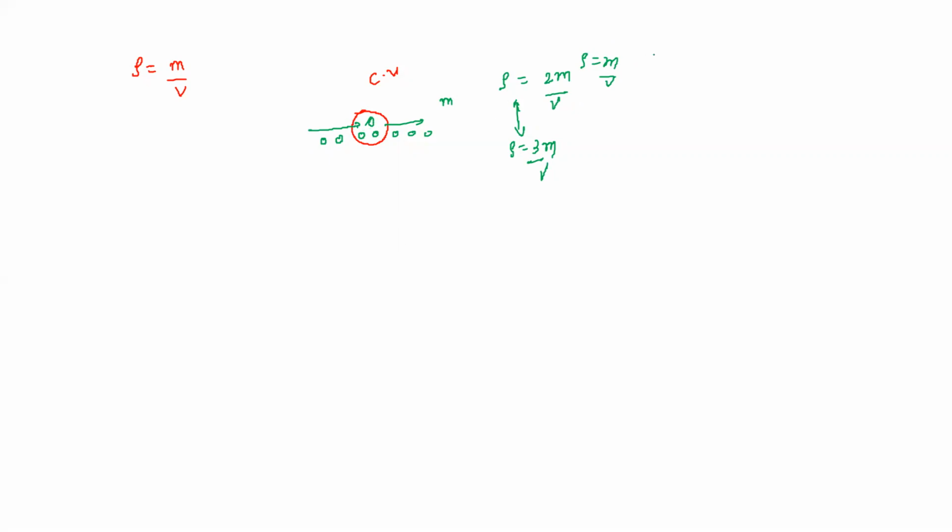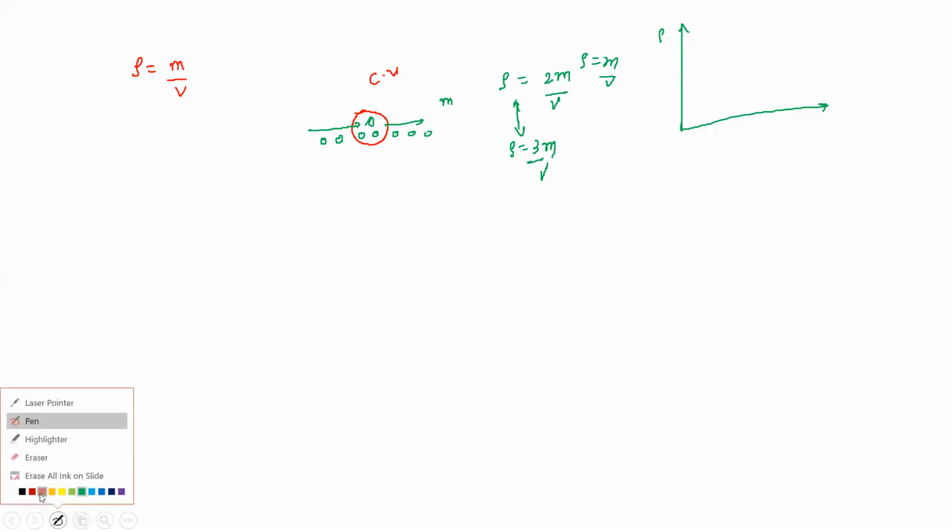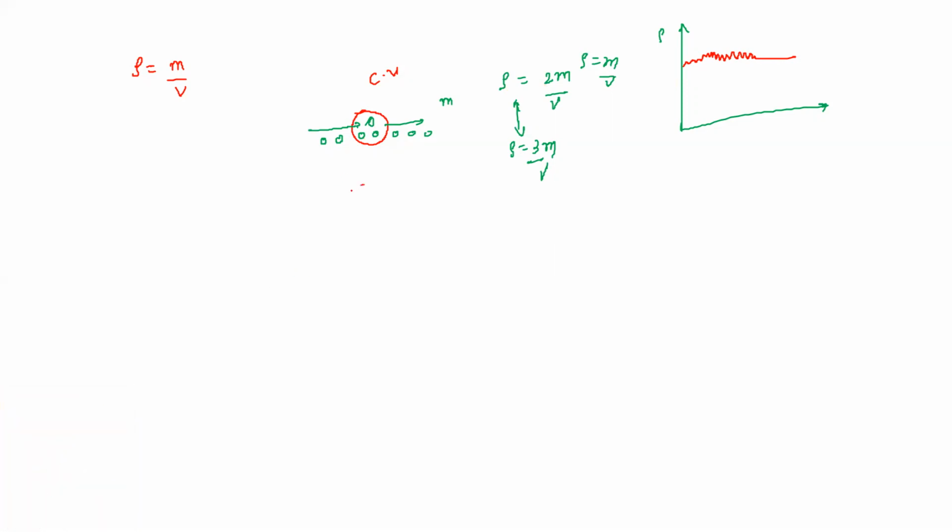If we observe density for such a small control volume, then you will observe that density will keep on varying, because obviously the number of molecules are going to change. So it will fluctuate throughout. So what we do in that case is take a large enough control volume.